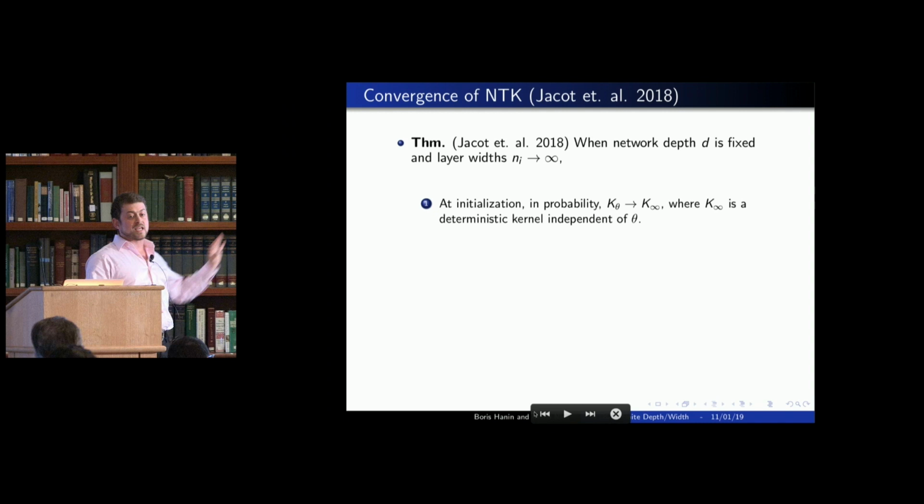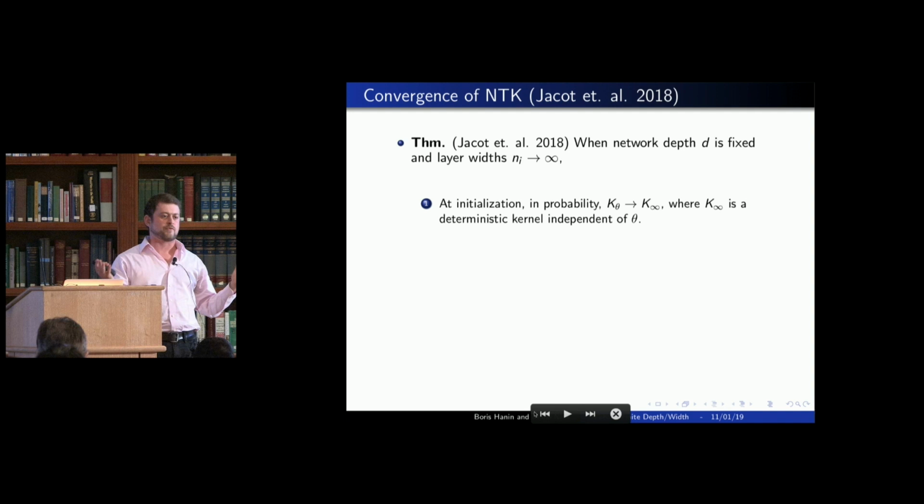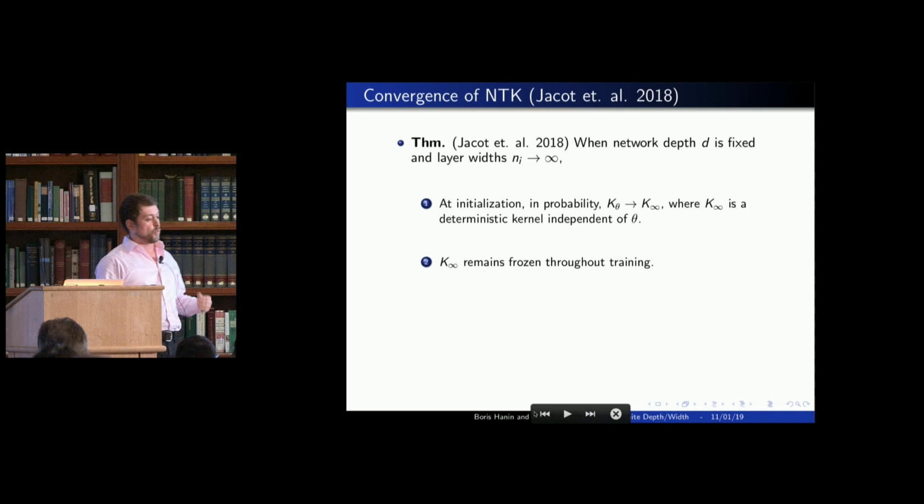OK, so this statement is not a hard statement. This is like a law of large numbers. This is just at initialization. The number of trainable parameters goes to infinity. The sum defining the NTK has more and more terms, and it becomes self-averaging. That's not a crazy statement. But the more interesting statement, in a sense, is that when you actually do the dynamics corresponding to SGD, the kernel itself never changes. It's like you got a constant coefficient Riemannian metric on your space.